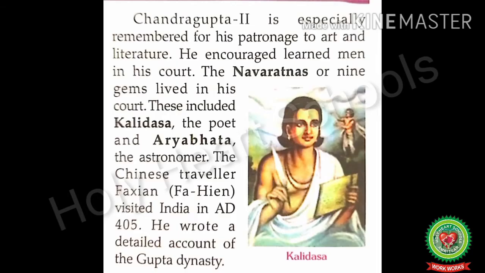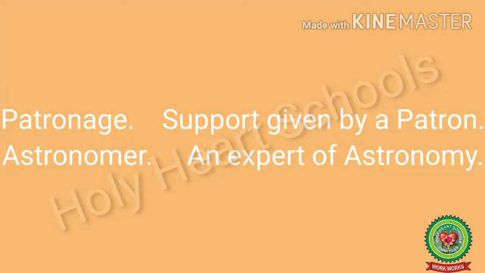Let's read further. Chandragupta II is especially remembered for his patronage to art and literature. He encouraged learned men in his court. The Navratnas, or nine gems, lived in his court. These included Kalidas, the poet, and Aryabhata, the astronomer. The Chinese traveller Fa-Hien visited India in AD 405. He wrote a detailed account of the Gupta dynasty. Patronage means support given by a patron. Astronomer means an expert of astronomy.